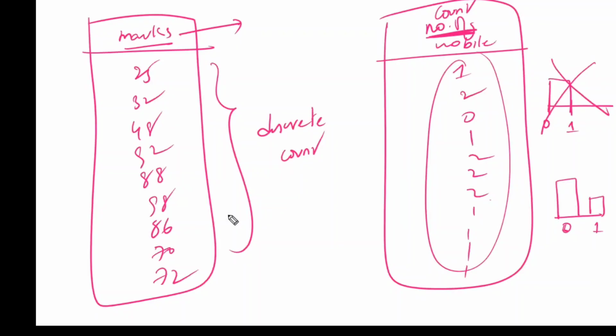For a discrete count variable, you have to apply the discrete analysis, that is the bar chart. You can't apply the histogram. For the continuous variable, you have to apply the histogram. You can't apply the bar chart. Right? Now, let us take an example here.